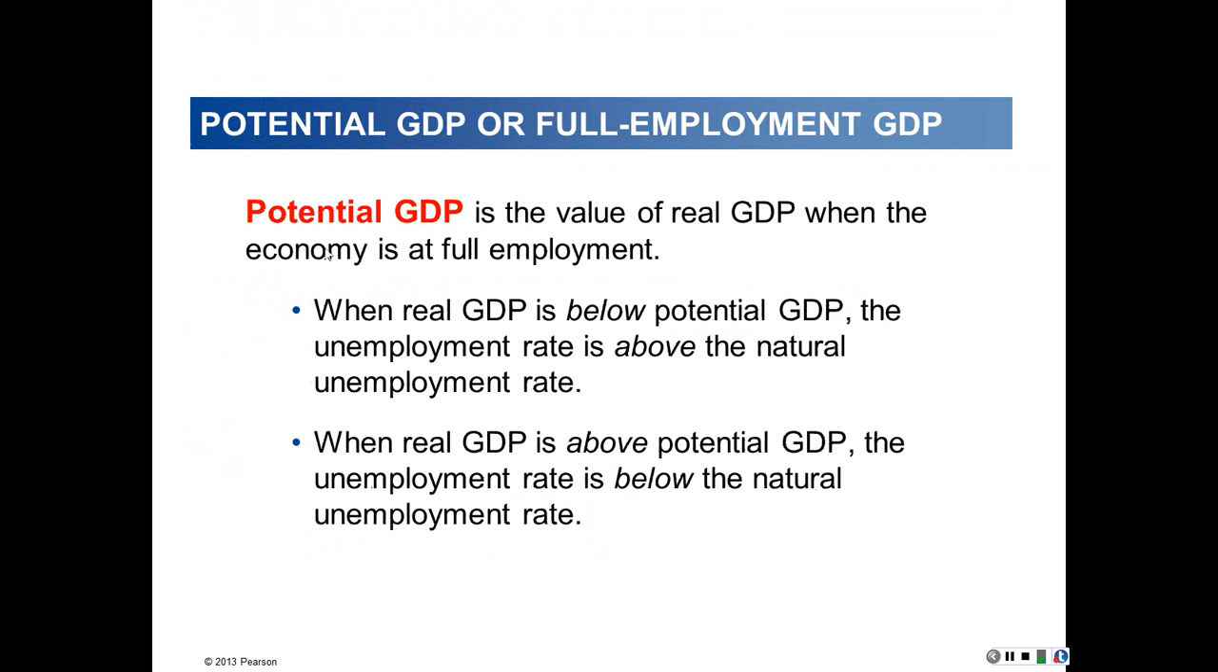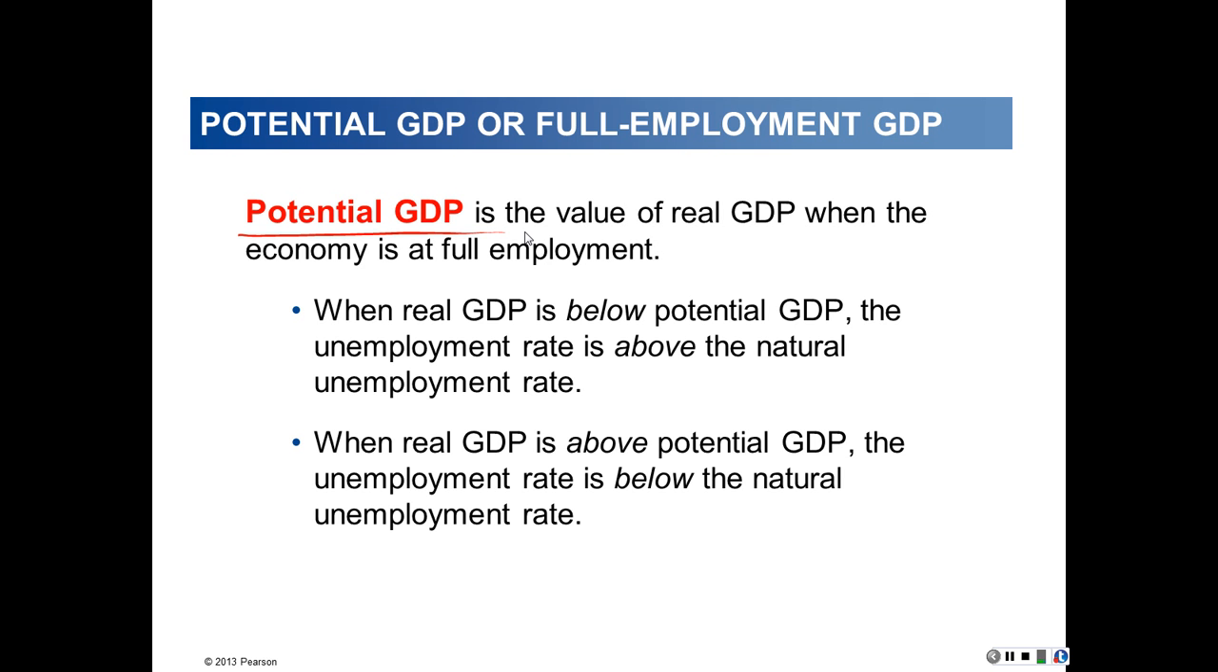Potential GDP. This is a term that we have already defined in our last chapter. So what is potential GDP? It's the level of GDP when the economy is at full employment, meaning everyone in the labor force except the naturally unemployed is working. All resources are fully employed, in other words, except, of course, for the naturally unemployed, because they will always be there.